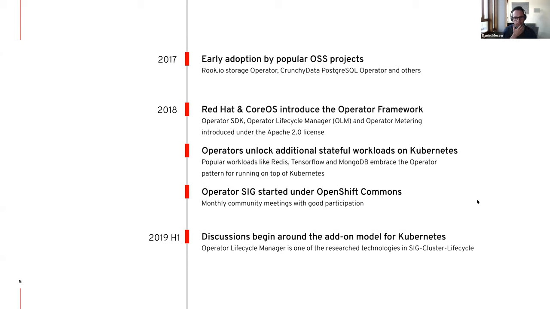Okay, no question. At the same time, we also started to form a discussion forum under the OpenShift Commons umbrella. This is an open source community for the Origin OpenShift upstream project, and we formed this SIG there that has monthly community meetings with good participation. And we also have a mailing list in place that has a lot of community contribution from the larger Kubernetes space.